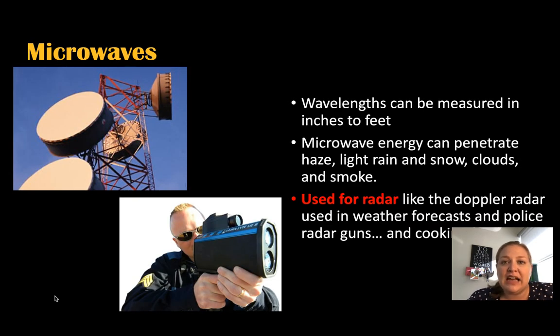Okay, so the next level up on the electromagnetic spectrum is microwaves. These can be measured in inches to feet. And microwave energy is able to penetrate haze, light rain, snow, clouds, smoke, which makes it awesome to use with weather forecasting.